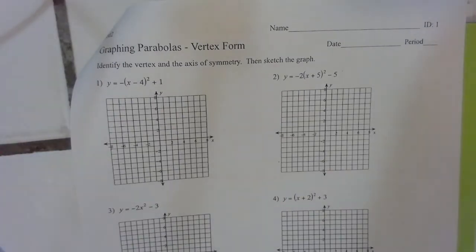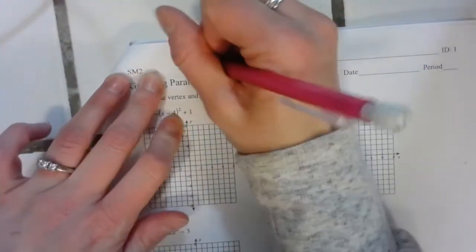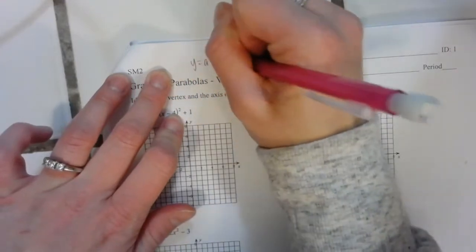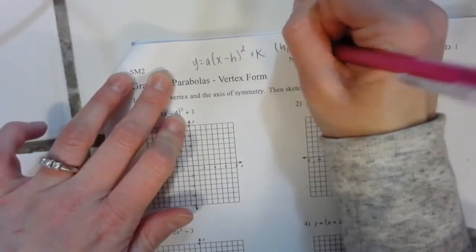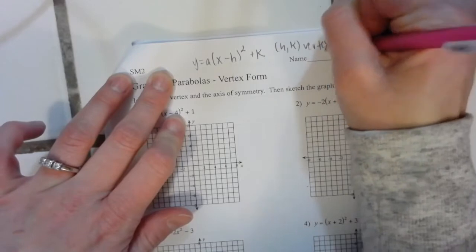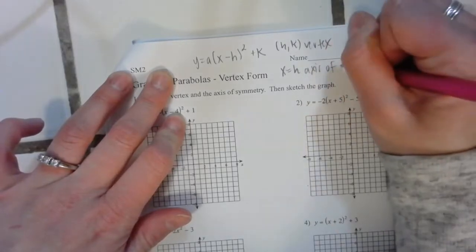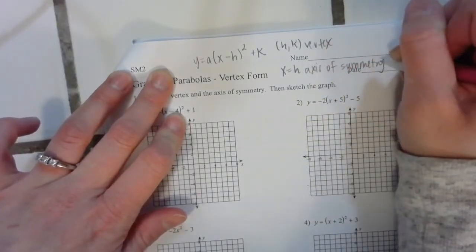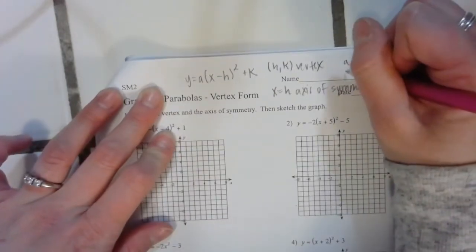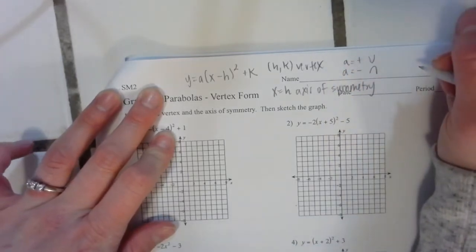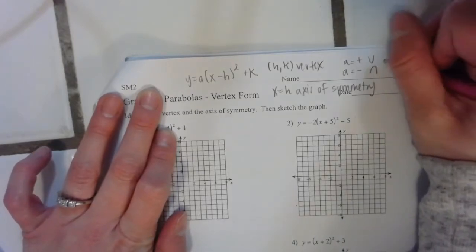Okay, so today we're going to be graphing parabolas using vertex form. So remember, vertex form is y equals a(x minus h) squared plus k, where h and k are the vertex, and then x equals h is our axis of symmetry. And then if a is positive, our parabola goes up, and if a is negative, our parabola goes down. I think that's everything. And I also want you to find two ordered pairs.